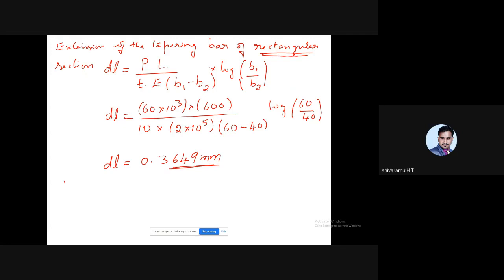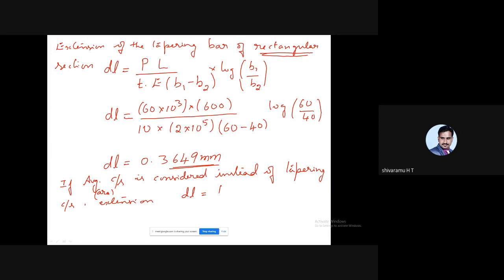So here the given is, if the average area of cross section is considered instead of the uniformly tapering cross section, what will be the extension? Anyway, we know the basic equation: dl is equal to PL divided by A into E.